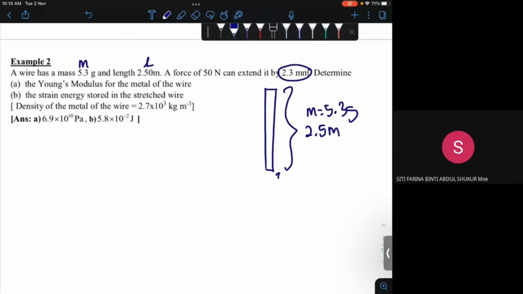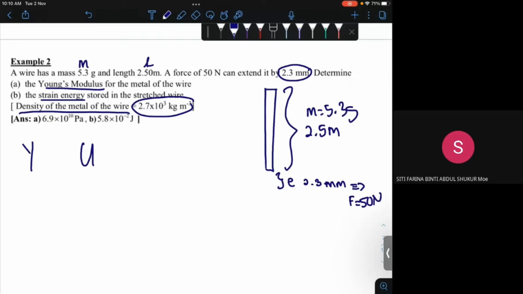So to have an extension of 2.3 millimeter, you require a force of 50 Newton dekat sini. Determine the Young modulus. So dia nak Young modulus Y and also the strain energy stored in the stretch wire. Strain energy adalah U. Given to you the density of the metal wire sebanyak ini. So dia bagi density. So density rho adalah mass over volume dekat sini.